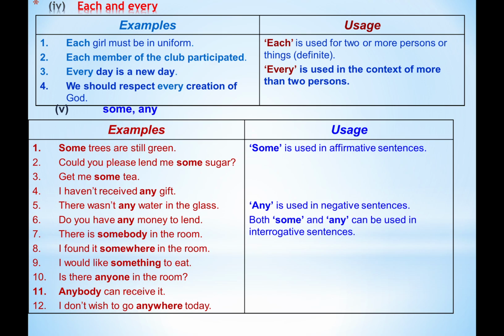Both some and any can be used in interrogative sentences. When you want to make a question, you can use both. Can you give me some money? Do you have any money? Here both are questions. But I don't have any money. I can't give you any money. Here it is negative. But some is used only in affirmative sentences; that is, any cannot be used in affirmative.